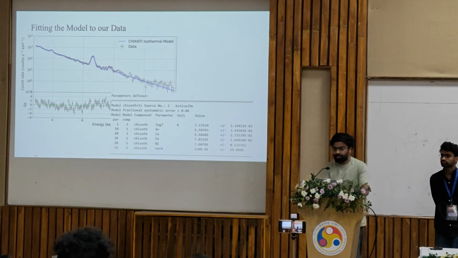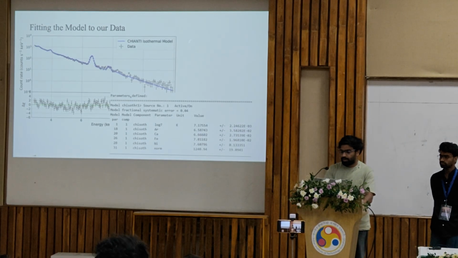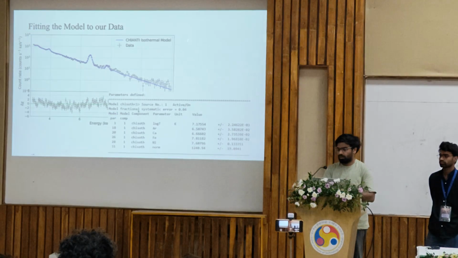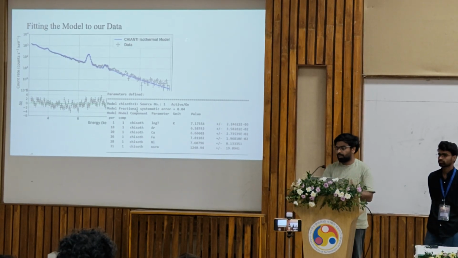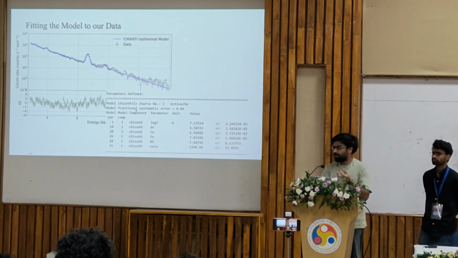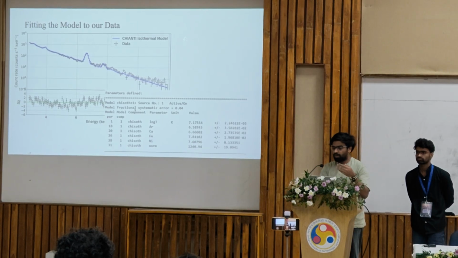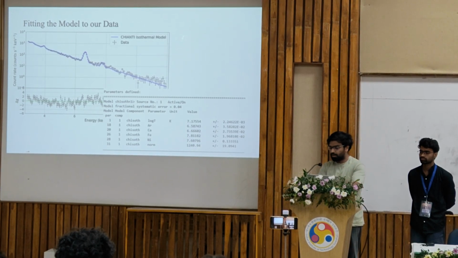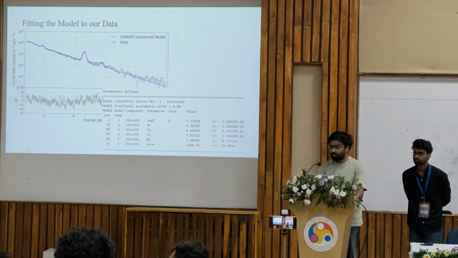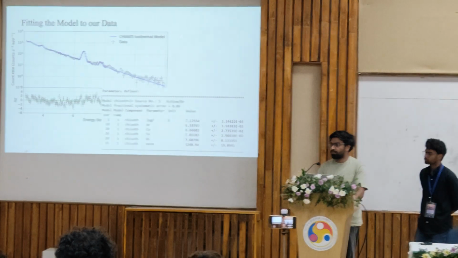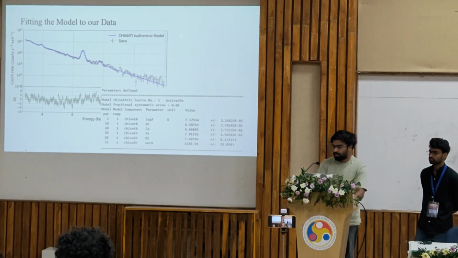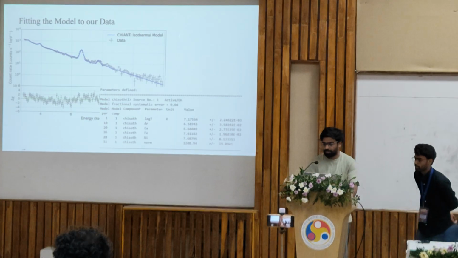So after doing the fitting, we have these particular parameters. As we know, the initial guess for temperature was log T of 7. After fitting, we got a better temperature value, which is 7.17, and for all the elements like argon, calcium, Fe, Ni, we got the abundances, and also we got the emission measure for this particular spectrum. So now Vinay will tell about the conclusion.